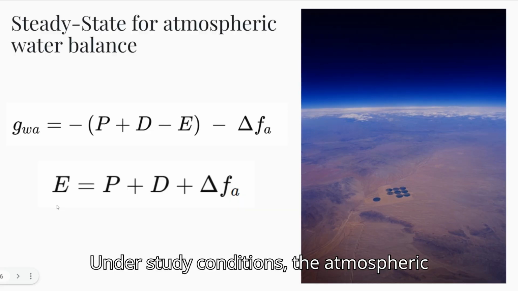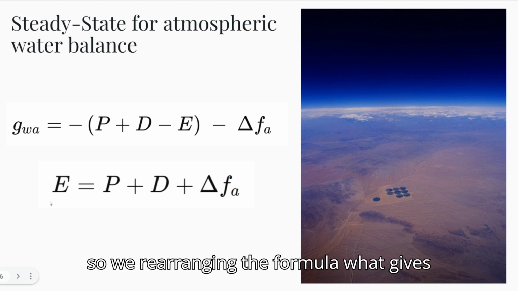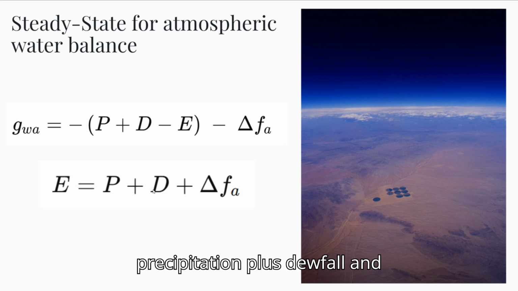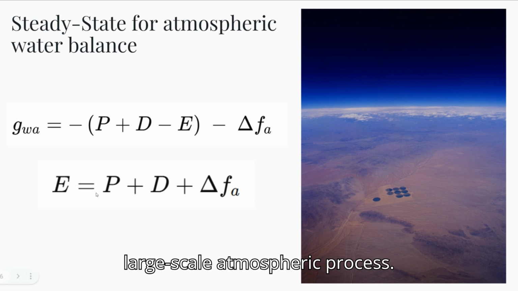Under steady conditions, the atmospheric water balance is negligible. So rearranging the formula, evaporation is equal to the precipitation plus dewfall, and also the net transport. So this reflects the close link between local and large-scale atmospheric processes.